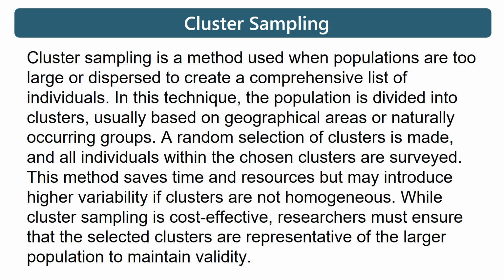Cluster sampling is a method used when populations are too large or dispersed to create a comprehensive list of individuals. In this technique, the population is divided into clusters, usually based on geographical areas or naturally occurring groups. A random selection of clusters is made and all individuals within the chosen clusters are surveyed.